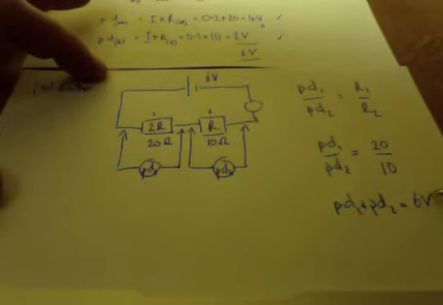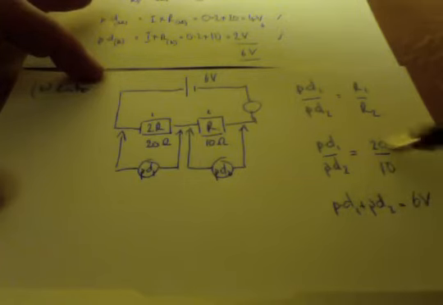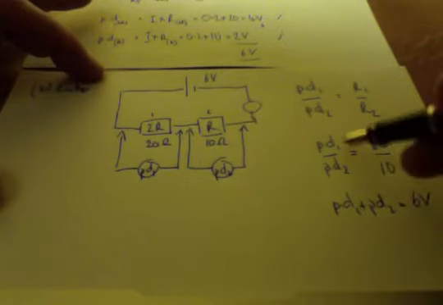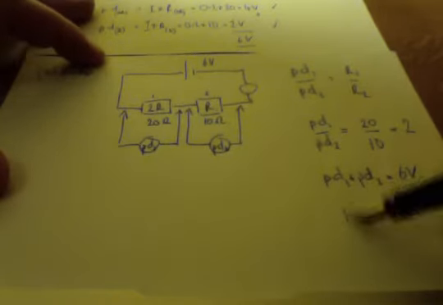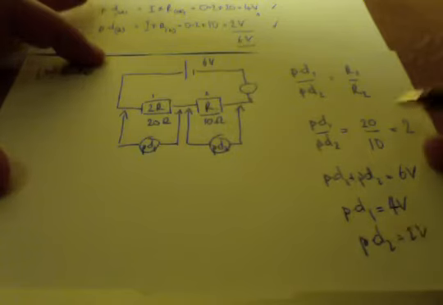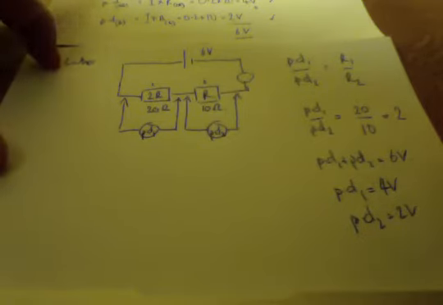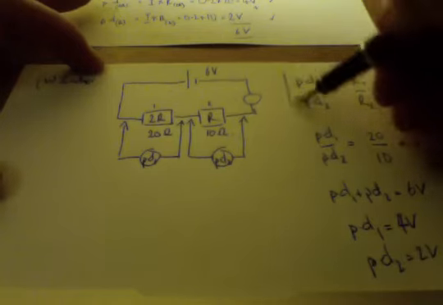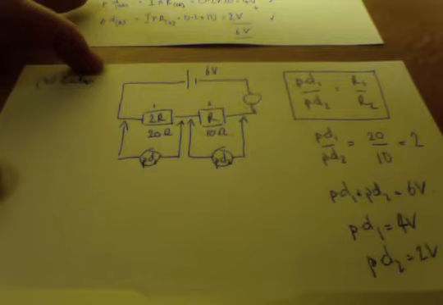So in other words, I need something which adds together to be 6, and one of them to be twice as big as the other one. So the only way that's possible is if potential difference 1 is 4, and the other one is 2 volts. I did that quite quickly. However, maybe if you're mathematically minded, that might be an easier and quicker way to do it. The ratio of the potential differences is the same as the ratio of the resistances.